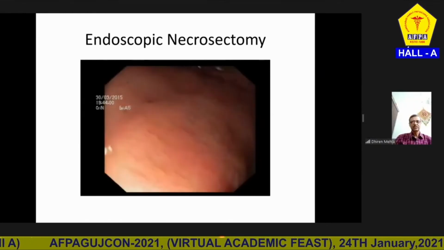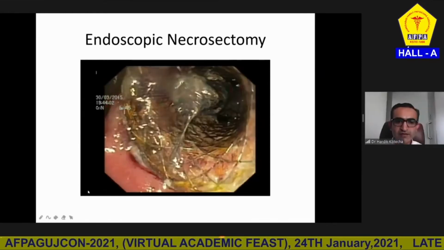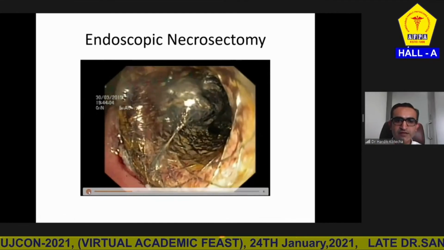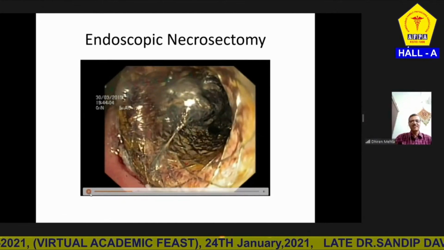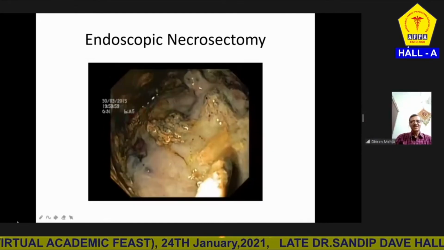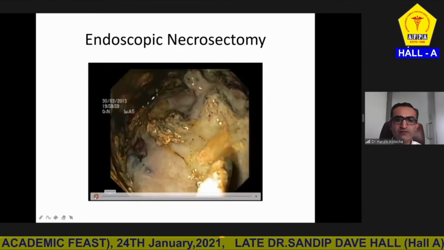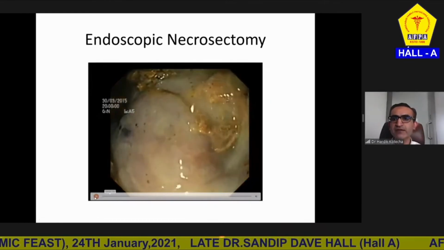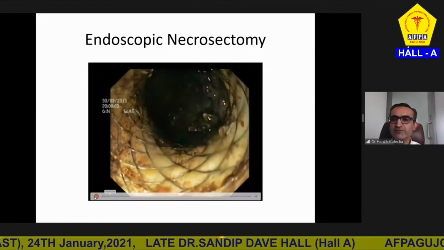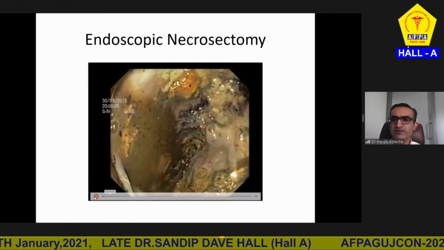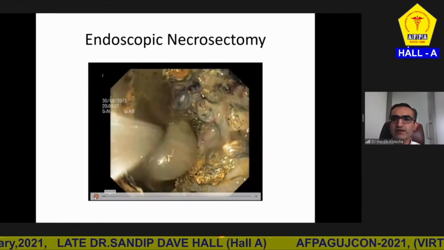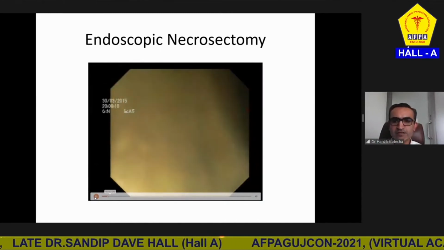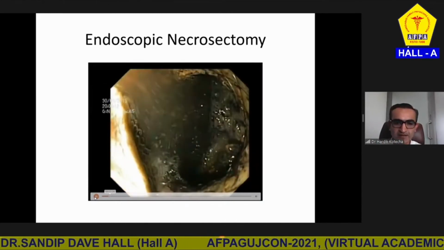In the next video, you will be able to see that after 2 to 3 sessions of such endoscopic necrosectomy, we have actually achieved complete drainage of the cavity. Now the cavity is clean. The stent will be left in situ for 4 to 6 weeks. After that, nature will heal and we will remove the stent and the patient will be cured non-surgically.